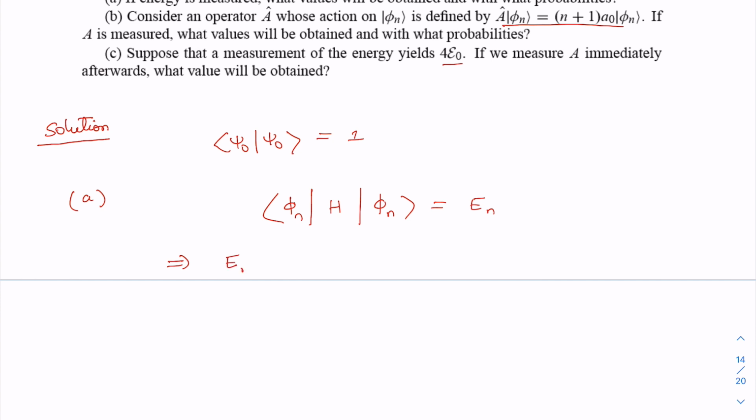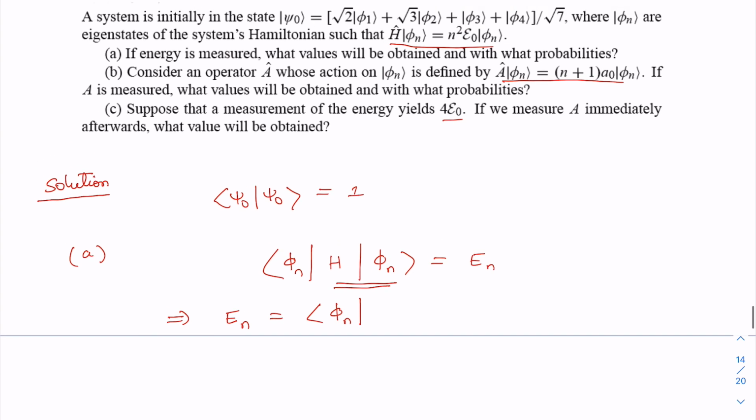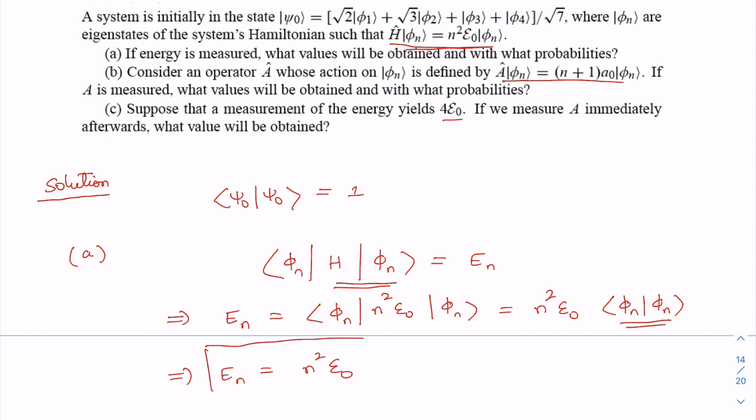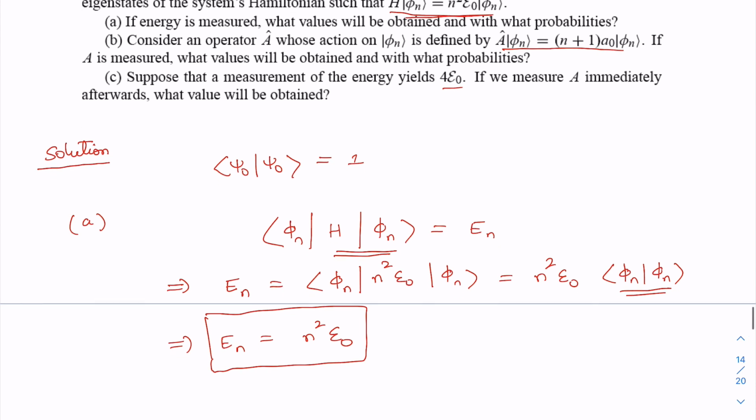This implies that En would be equal to <phi n|H|phi n>, H phi n is given, that is, here it is, n squared E0 phi n. Because the phi n's are eigenstates, n squared is just a number, and <phi n|phi n> is equal to 1. So therefore En is equal to n squared E0. This is the energy eigenvalue one will get.